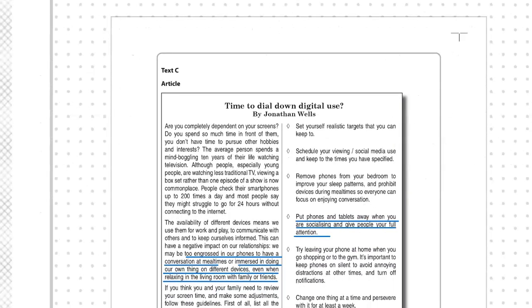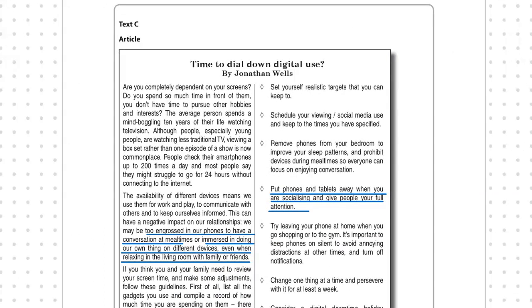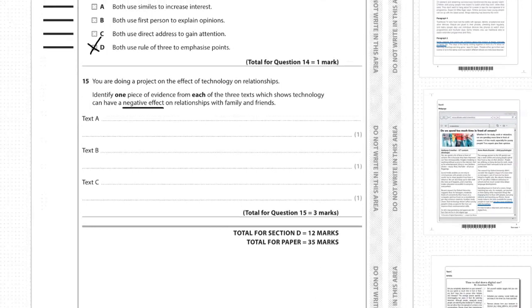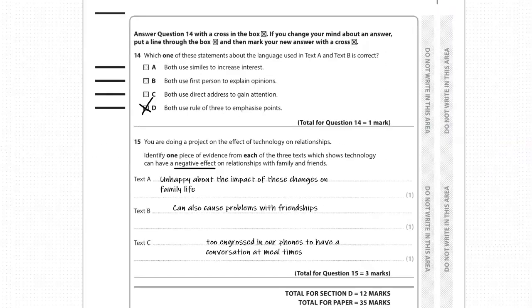There's a couple in text C for you to choose from. This can have a negative effect on our relationships. We may be too engrossed in our phones to have a conversation at meal times. That's one. Or immersed in doing our own thing on different devices, even when relaxing in the living room with family or friends. Another example, put phones and tablets away when you are socialising and give people your full attention. So at least one example from all three there. So if we drag across, I have put the evidence that we found against the relevant text for question 15. So one for each.